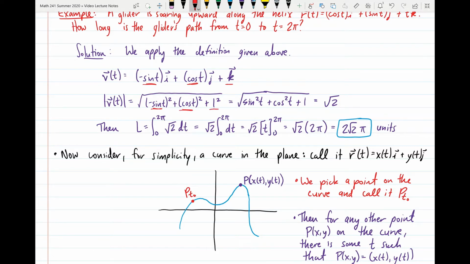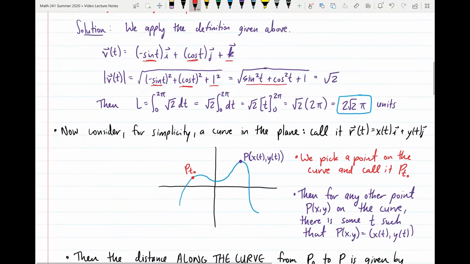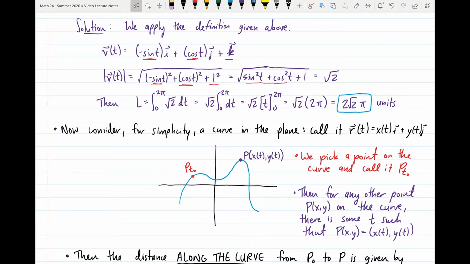And then using the trig identity that sine squared of t plus cosine squared of t is equal to 1, we end up finding that the magnitude of the velocity is always going to be the square root of 2, regardless of t. And using the definition of length now, we get that the length is equal to the integral from 0 to 2 pi of radical 2 dt. And we can just pull the radical 2 out, of course.